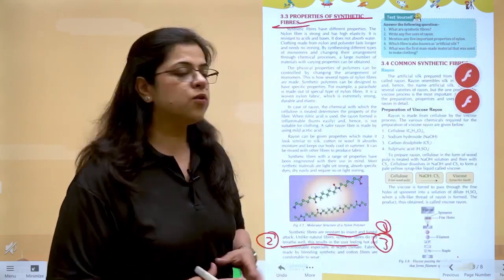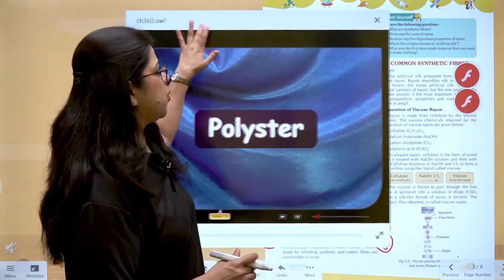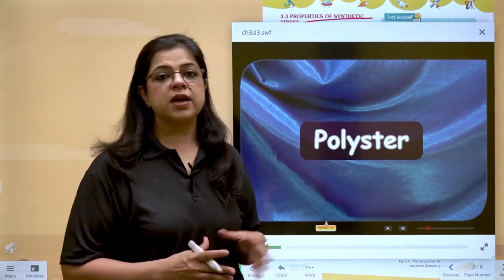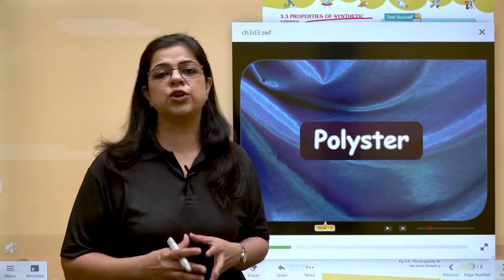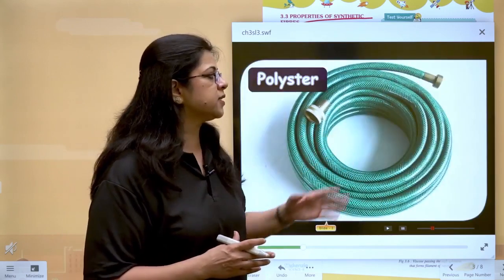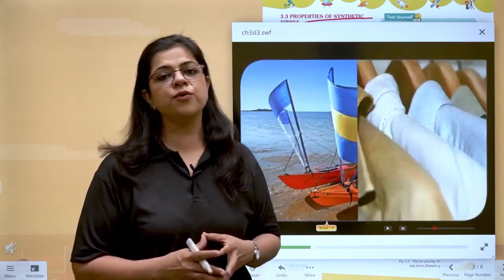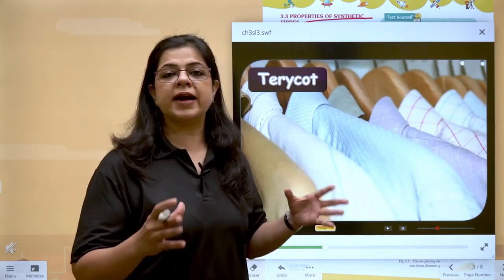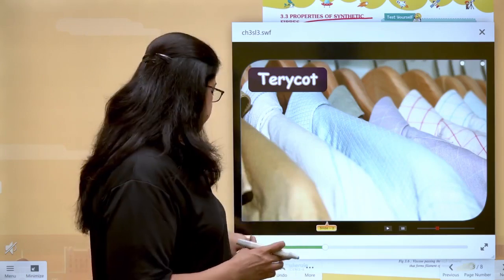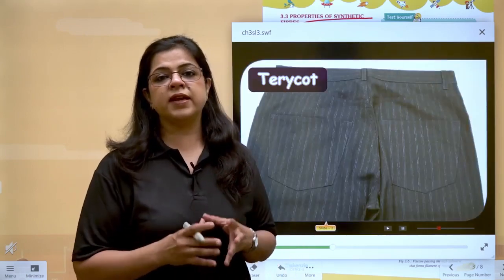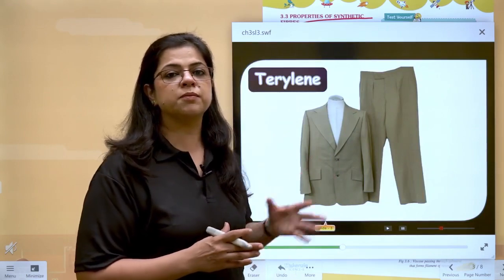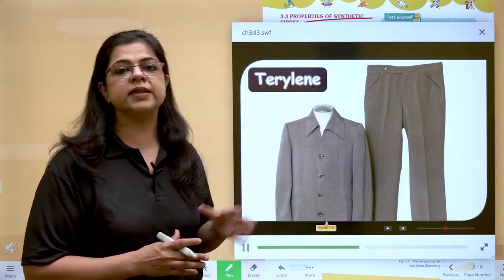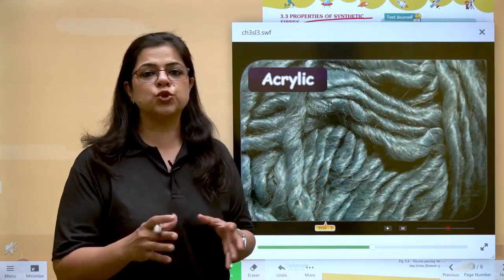Let us now learn about the fiber polyester. Polyester is made of ester monomers, which are petroleum products. Polyester fiber is extensively used in the production of saris, curtains, water hose, and sails of sailboats. Coming next to terracotta. Terracotta is made by adding cotton to polyester. Now this is a very wrinkle free kind of a fabric which is used in making shirts and trousers. Terylene is made by adding wool to polyester, and this is majorly used in forming suits.